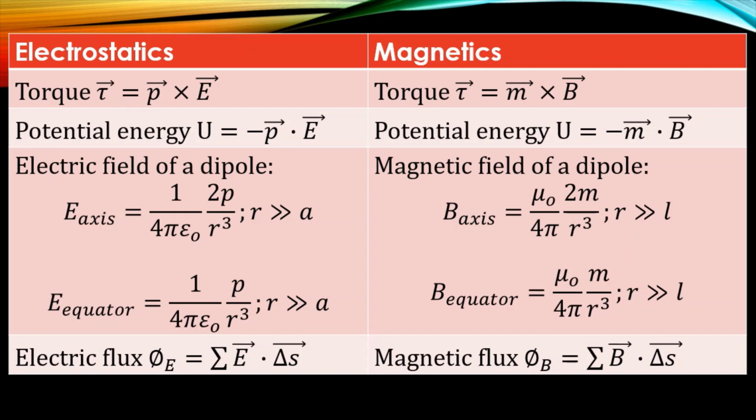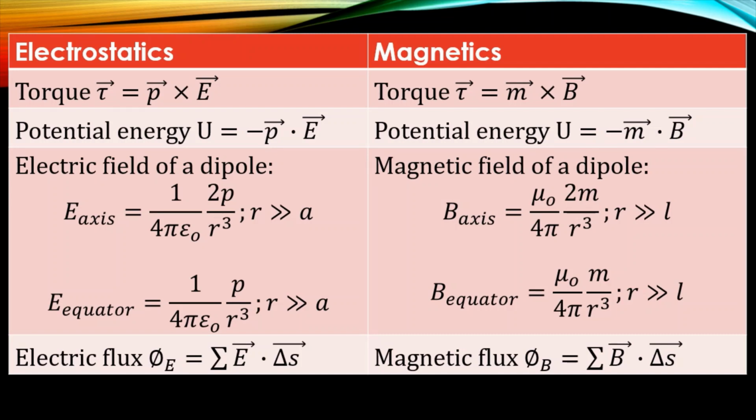That is, magnetic field of a dipole along the axis is B of x equal to mu naught over 4 pi. Remember, 1 over 4 pi epsilon naught is the constant for electrostatics, right? So here for magnetics, the constant is mu naught over 4 pi. In electrostatics, you have 2p by r cube, so in magnetics, we will have 2m by r cube. The length of the electric dipole is 2a, while the length of the magnetic dipole is 2l. So here we will write r is much greater than l.